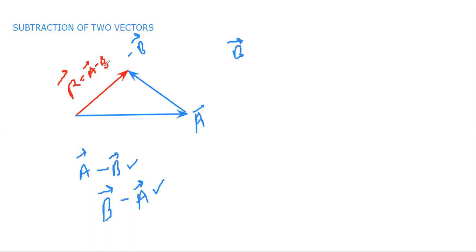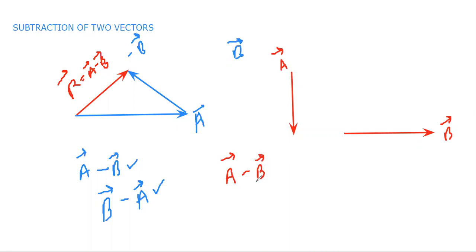Suppose some of you have still not understood. I'll give one more example. Let us say this is a vector and this is b vector, right? You want to find a minus b again. The question is to find a vector minus b vector. So the negative sign is for b, so you have to reverse the direction of b. b is going like this, so minus b would be like this. This would be minus b vector.